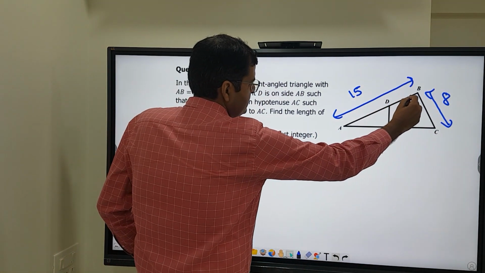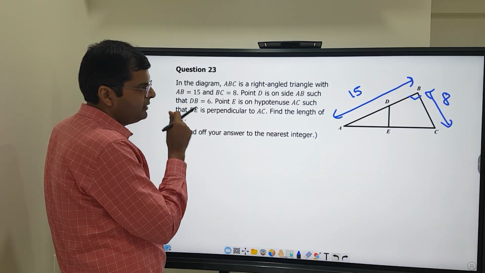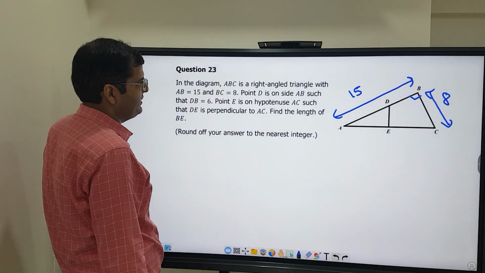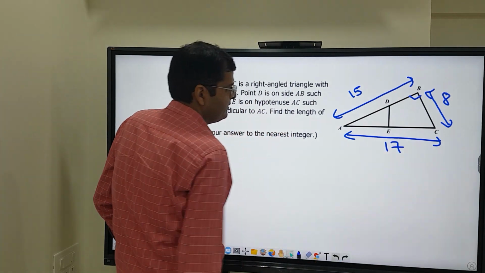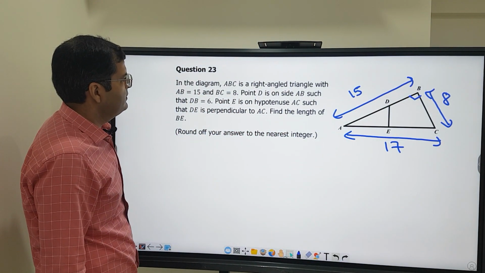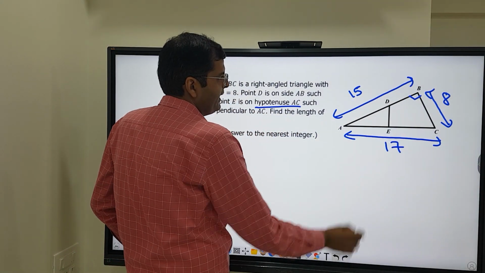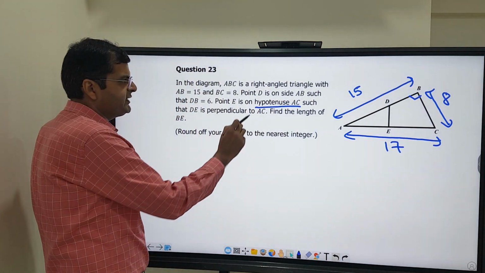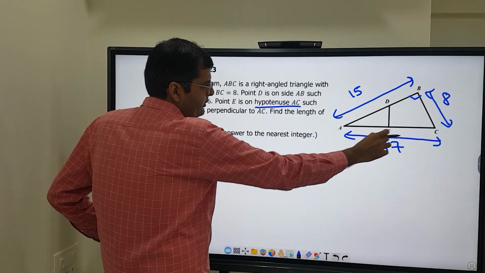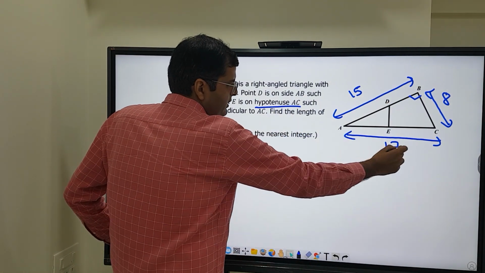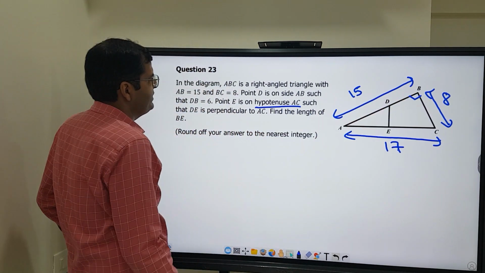Point D, so it doesn't say, but you have that angle B is 90 degrees. That is information missing in this question, so you have to assume that angle B is 90 here. If that is the case, AC will become 17. In fact, it says the hypotenuse AC, so this is right angled at B. It doesn't explicitly say that angle B is 90, but it says AC is the hypotenuse, so that means B is 90 degrees. So AC is 17 according to Pythagoras. If this is 15 and this is 8, this will come out to be 17.